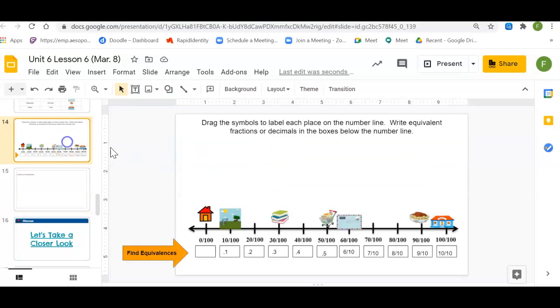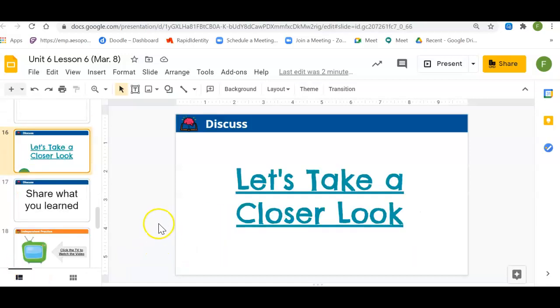And some of the fractions that we had, they're not specifically showing those numbers on the number line, but guess what? You found an equivalent fraction. So another thing you should be writing is that you found an equivalent fraction to it. Our next slide is going to give us an opportunity to take a closer look at the number line.